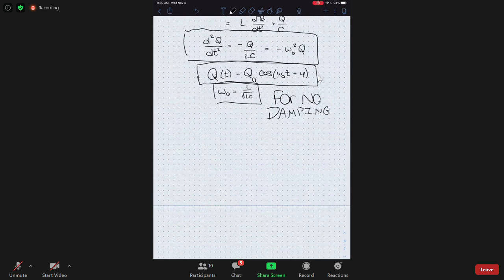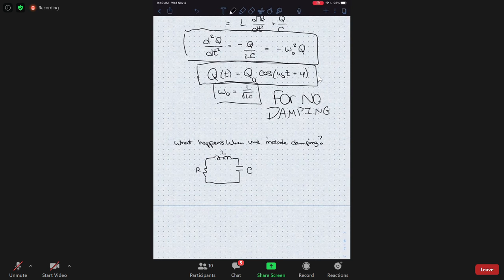Okay, so now what happens when we include damping? Well, this is what happens when we include damping. So now we have R, L, and C all in series with one another. This is an RLC series circuit.